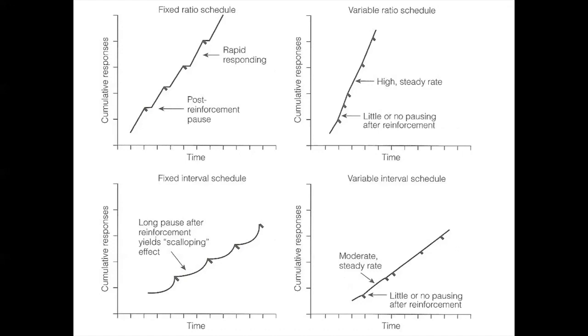So, because of how interval schedules work, they put a sort of ceiling on the rate at which you can get reinforcers. Again, there's a maximum reinforcer rate on interval schedules that does not exist on ratio schedules. On a ratio schedule, the only thing that limits how often you can get reinforcers is how often you make the response. That's true on fixed ratio schedules, and it's also true on variable ratio schedules. So that's why we tend to see high response rates on both of those ratio schedules.